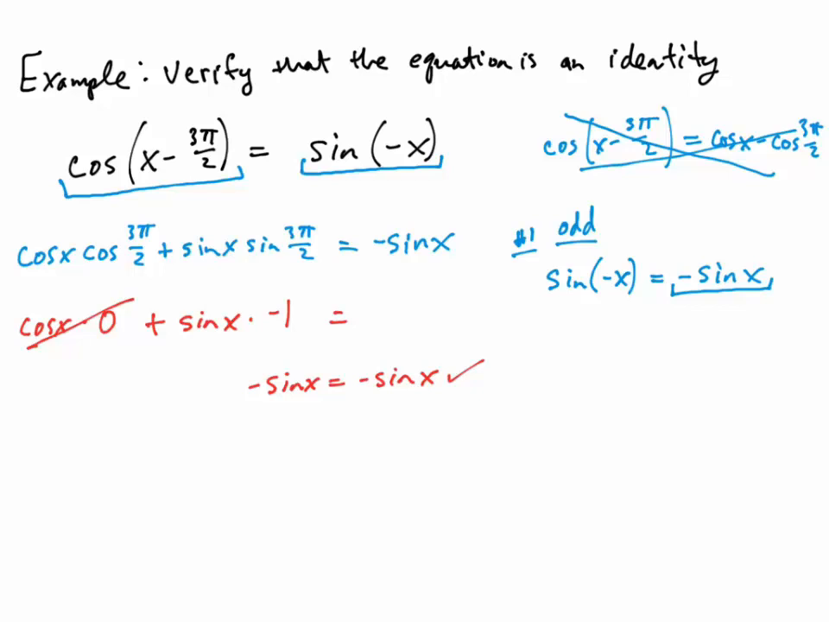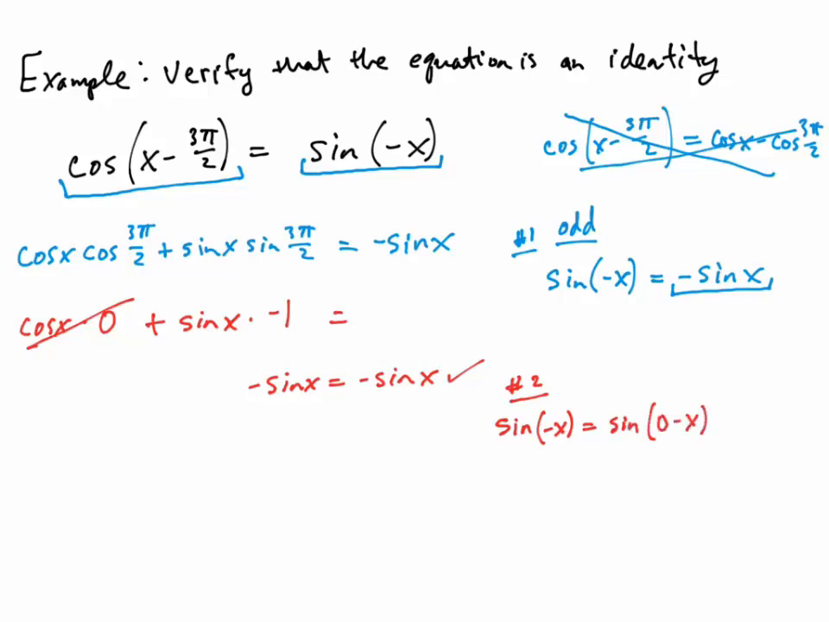Now, suppose you don't remember that sine of negative x is odd. So a second way we could do this, and this is definitely less obvious to see, is a way we could handle that sine of negative x. So sine of negative x, let's turn that into a difference.